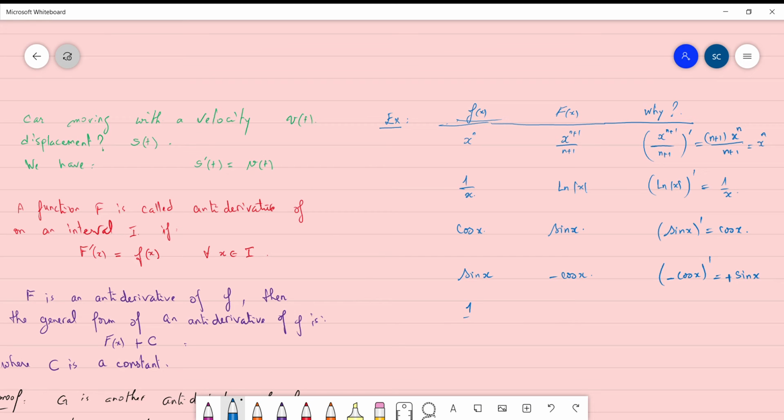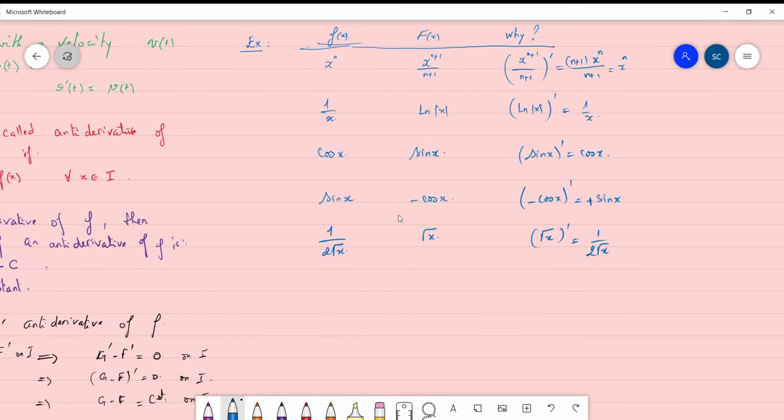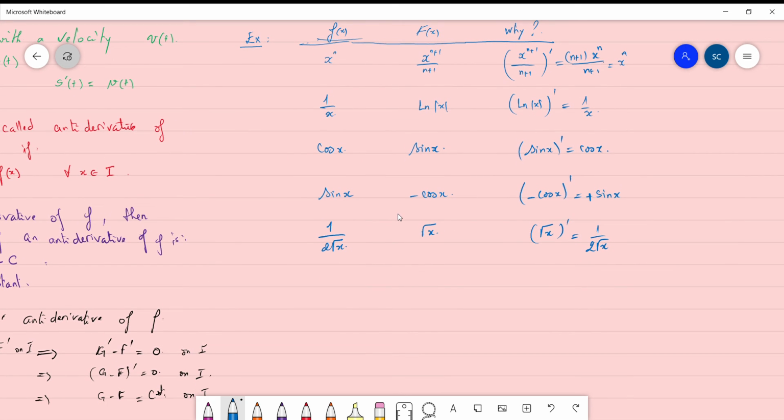What about 1 over 2 square root of x? I know that the derivative of square root of x is 1 over 2 square root of x, so square root of x is an antiderivative of this function. And there are other ways to get more. If F is an antiderivative of f and G is an antiderivative of g, then what about f plus g?